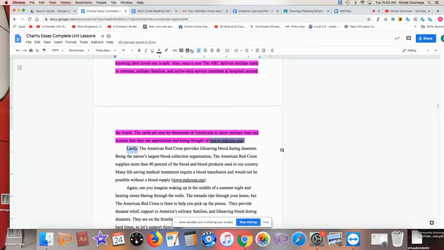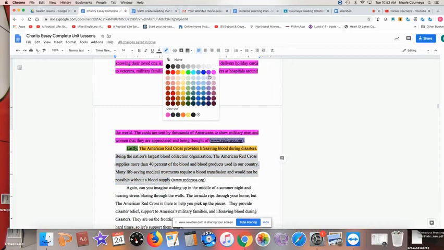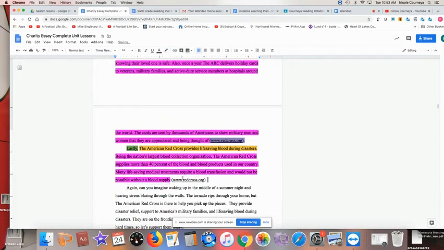Okay, so if you highlighted lastly in green, you're right, that's the transition word. If you highlighted the American Red Cross provides life-saving blood during disasters, that is correct. That is the topic sentence. That's what the whole paragraph is about. And all of this does have something to do with blood, and therefore it fits in that paragraph.